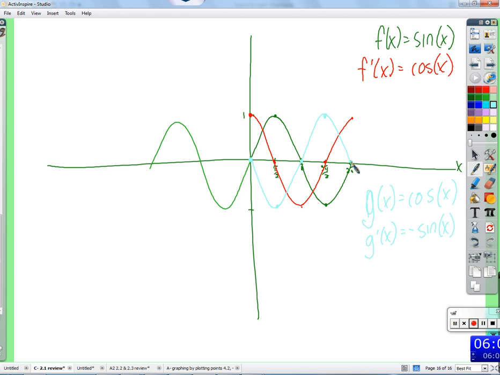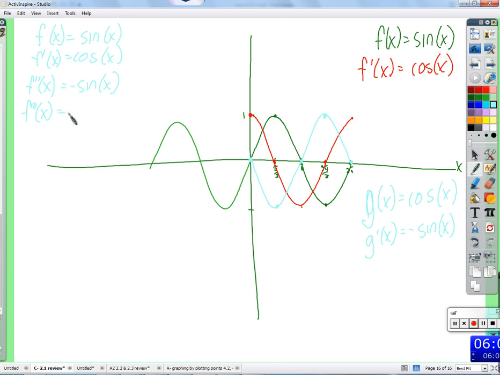Okay. So, let's look at this. What's the derivative of the sine again? Cosine. Or sorry, that shouldn't be prime. Okay, f prime is cosine. And what's the derivative of cosine? Well, that is the second derivative. I took the derivative of the derivative, so I took the second derivative. Let's take the derivative again. What do you think that is?